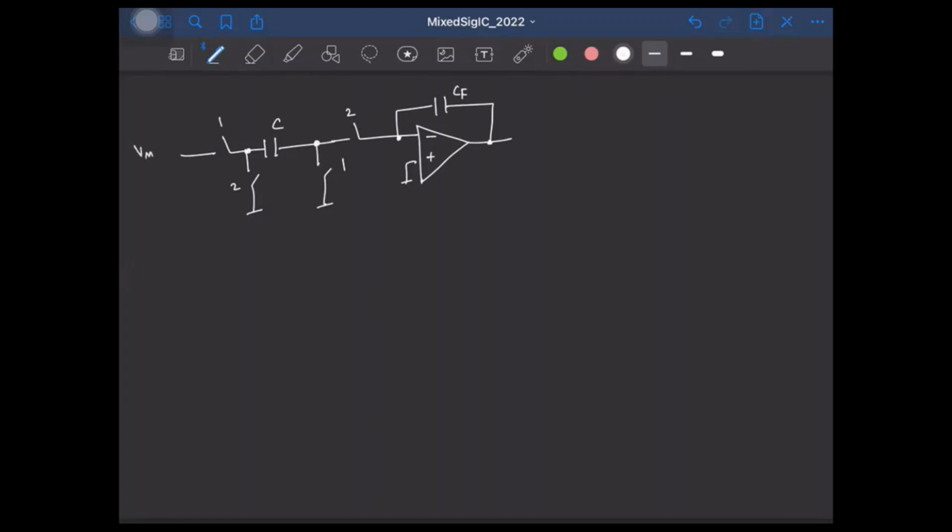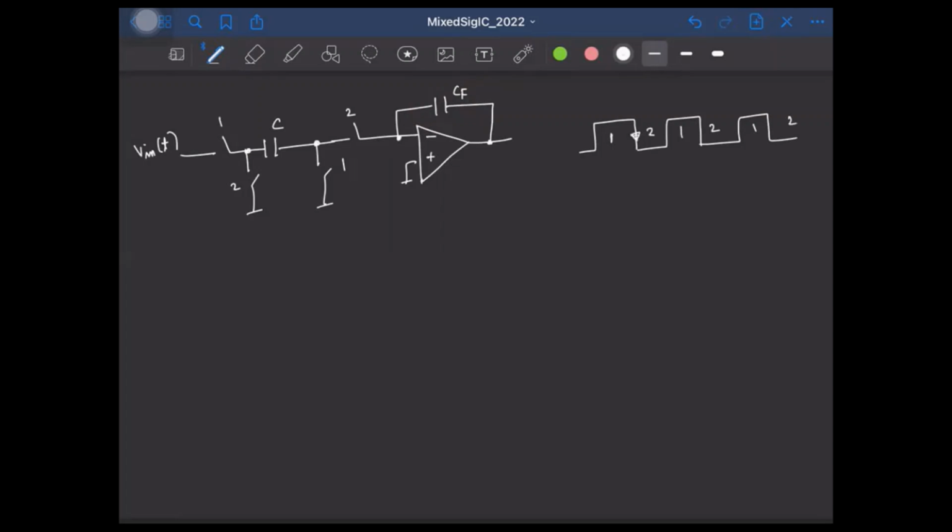Right? This is my Vin of t. The only difference is that we do not reset this capacitor CF during the phase phi 1. Okay, so if you look at the clock to the circuit, let's say it is like this. So this is when phi 1 is active, say this is when phi 2 is active, and so on.